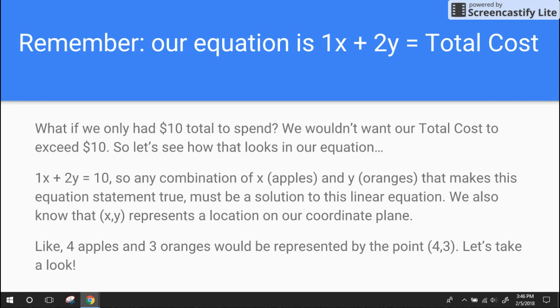Store probably wouldn't be very cool with that. They're going to make us pay for the whole thing. So we're going to be working with positive integers here. We're going to look for positive whole numbers.